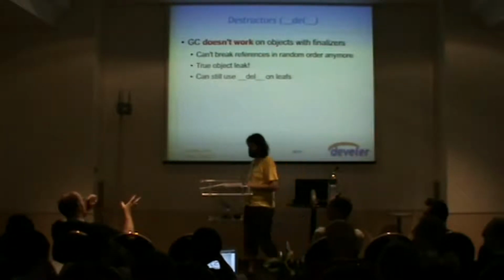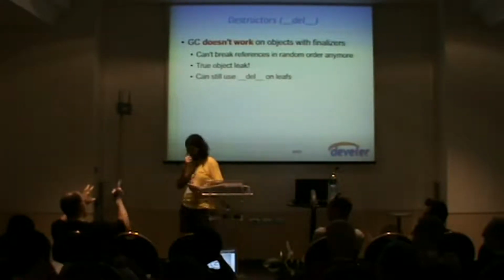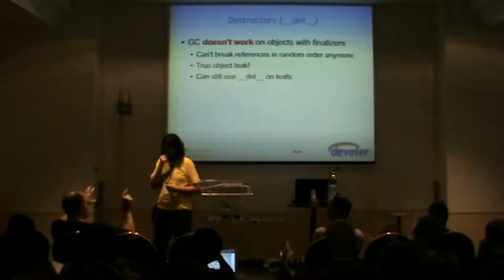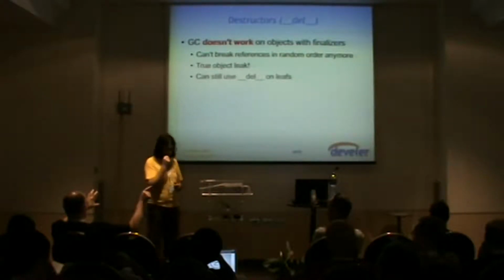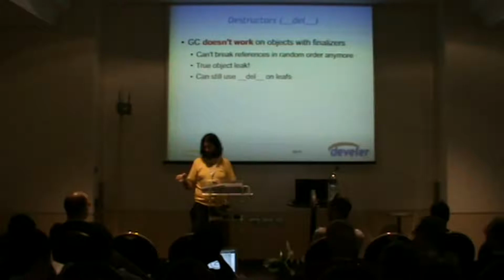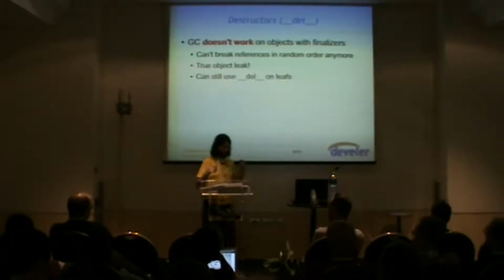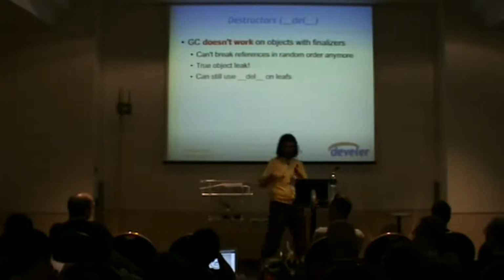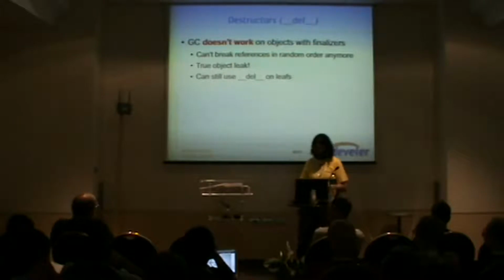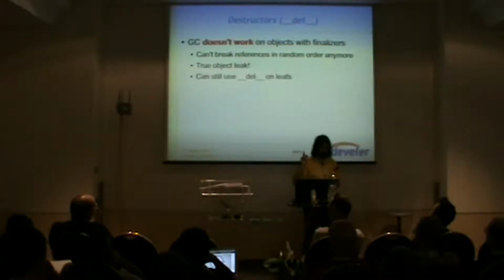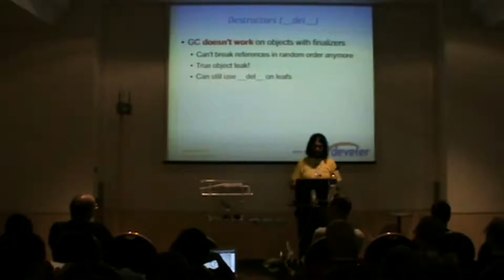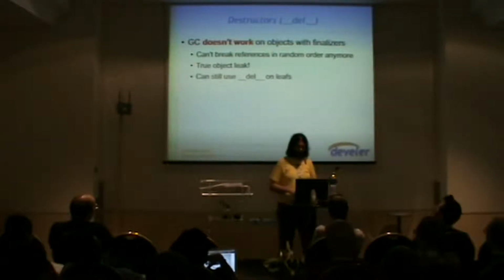What about a complex cycle where only one of the elements has a __del__ method? Could you try to break another? Yeah, the garbage collector, you mean? Yeah. I will answer this question by going to the next slide. We'll explain. So basically, as I'm writing here, you can still use __del__ on leaves. To explain this, I have this diagram here.